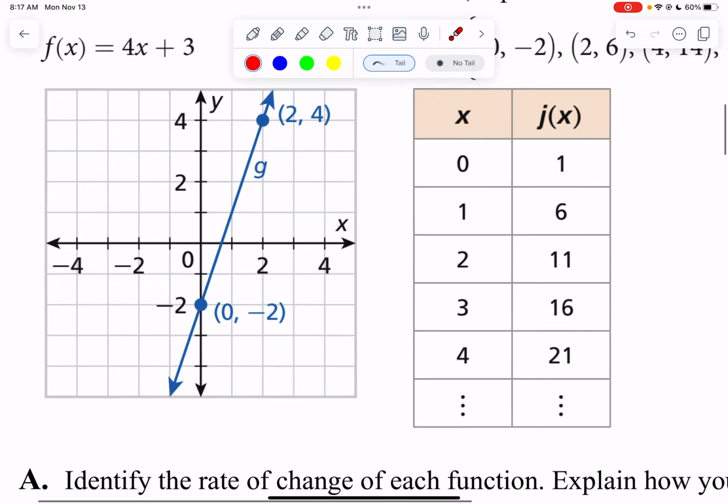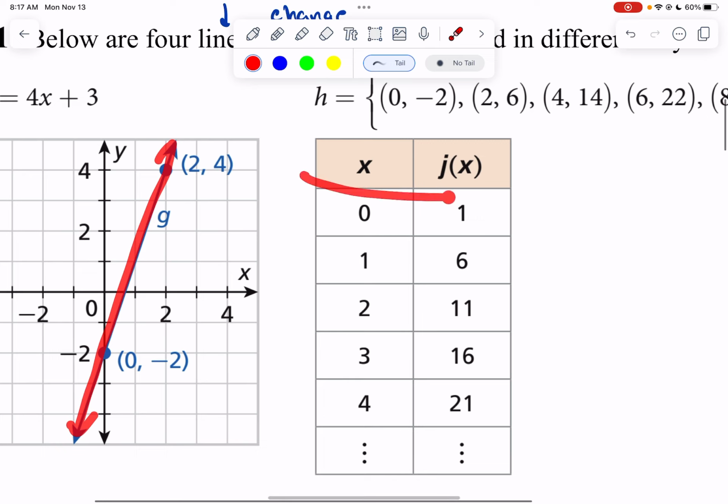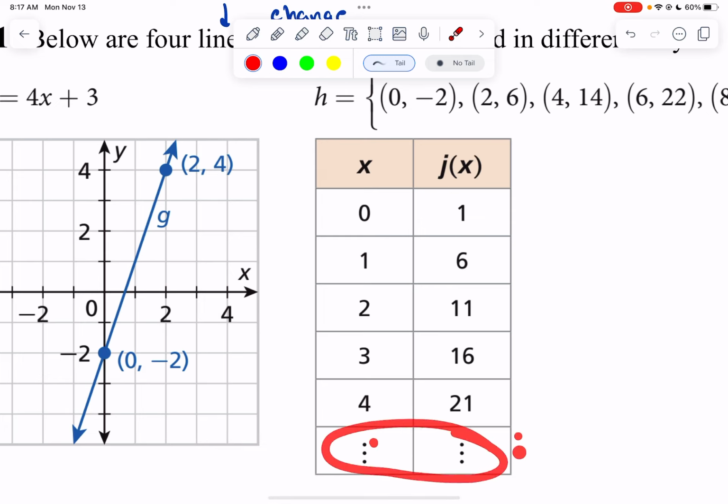Okay. Here's another one. This one's given as a graph. If you notice, there's a blue G right there, which tells me this guy's name is G or George, whatever you want to call him. And we have an equation. And then this last one is J. I don't know, John, we'll call him. And again, it's given in a table. But again, look, this dot, dot, dot down at the bottom tells me these keep going.